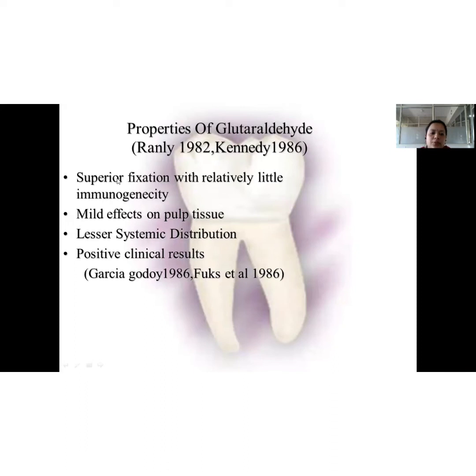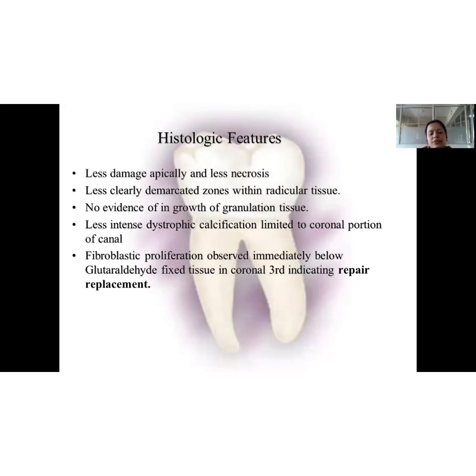Properties of glutaraldehyde: superior fixation with relatively little immunogenicity, mild effects on pulpal tissue, lesser systemic distribution, and positive clinical outcome. Histological processes: less damage apically and less necrosis, less clearly demarcated zones within radicular tissue, no evidence of ingrowth of granulation tissue, less intense dystrophic calcification limited to the coronal portion of the canal, and fibroblastic proliferation observed immediately below glutaraldehyde fixed tissue in the coronal third, indicating repair.